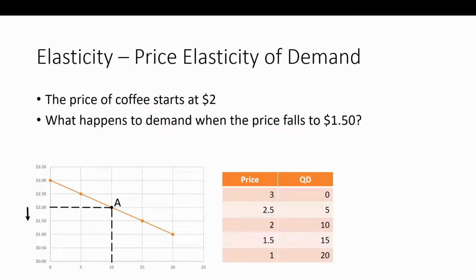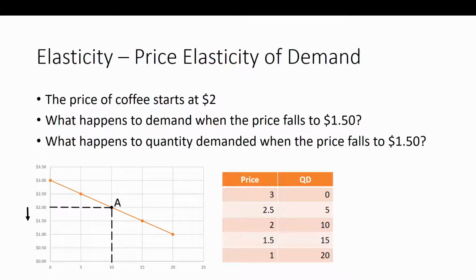Let's take a look at an example. Here we have the demand schedule and demand for coffee. The price of coffee starts at $2, but what happens to demand when price falls to $1.50? That's right, nothing changes with demand. We haven't changed a determinant of demand, so nothing changes in demand.